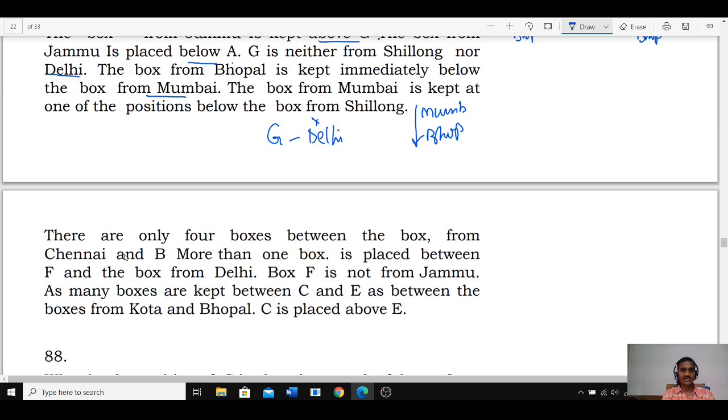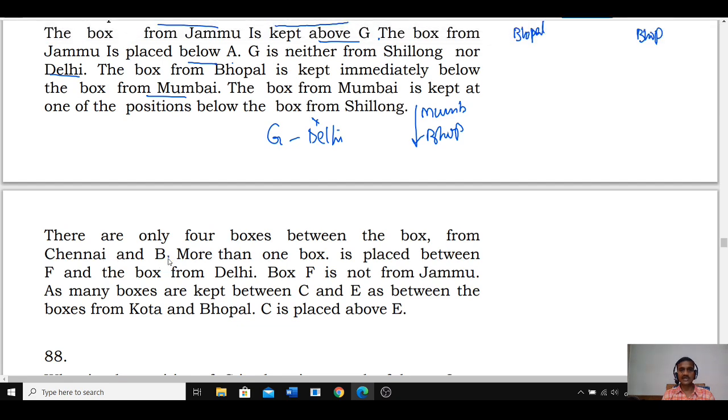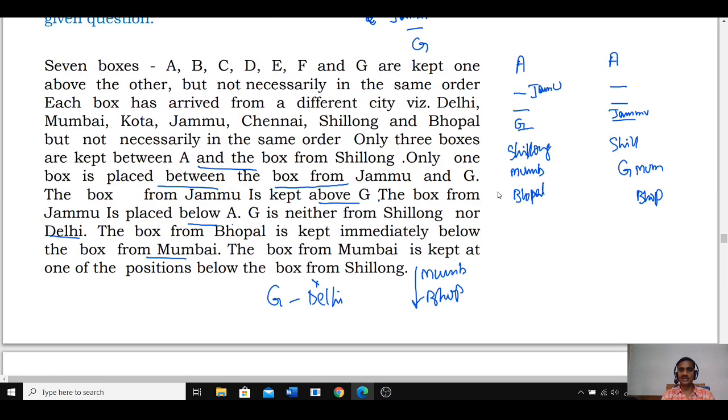There are only 4 boxes between Chennai and B. They said there must be 4 boxes between Chennai and B. Suppose Chennai is here, 1, 2, 3, 4, B will be here. Chennai cannot be here. Hence A is Chennai. 1, 2, 3, 4, B will be here. Chennai and B. Isn't it? But G and B cannot be at the same place. This case is completely ruled out.